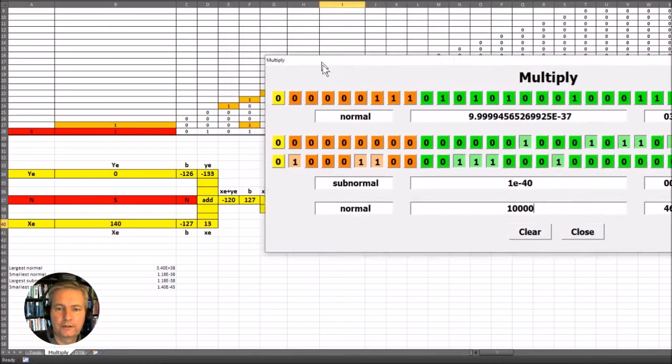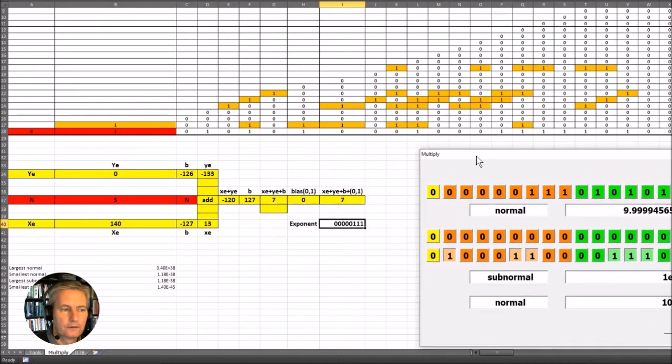Now the difference in this one here is that the leading value, or the value after the decimal point, is a 1. So it means that we don't need to shift the decimal point because we already have a leading 1. So this bias value here is a value of 0. So we're simply left with a value of 7, and 7 is our exponent value.